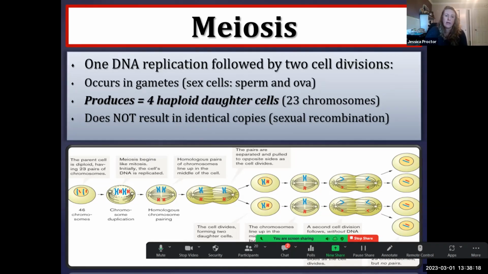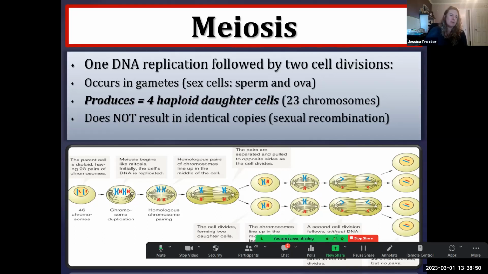Okay, now I'm not going to require that you know the specifics of each of those phases, but I do want you to know that it is 1 DNA replication followed by 2 cell divisions. And I do want you to know that it produces gametes, so it produces unique sperm and egg cells. Ova is another word for egg. So your end result is 4 haploid daughter cells that have 23 chromosomes each. And I do want you to know that it produces unique gametes.